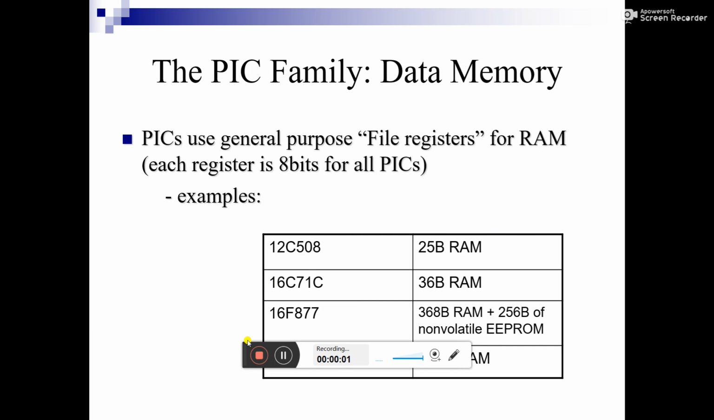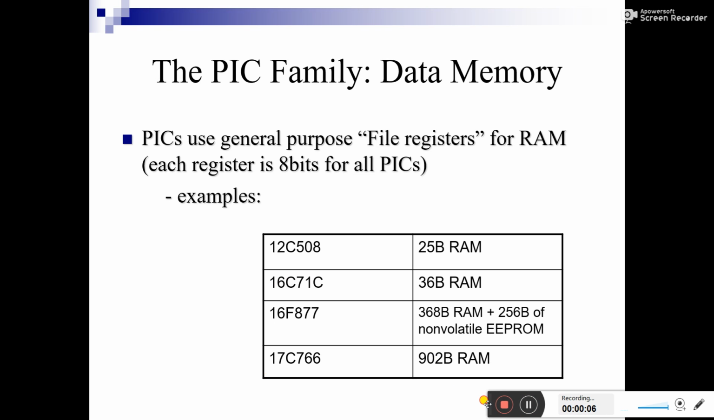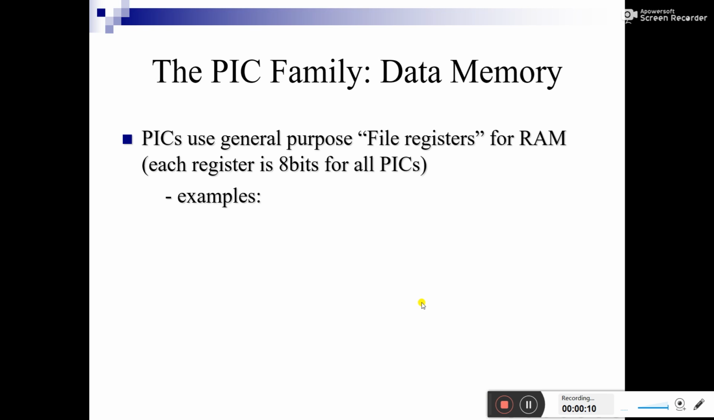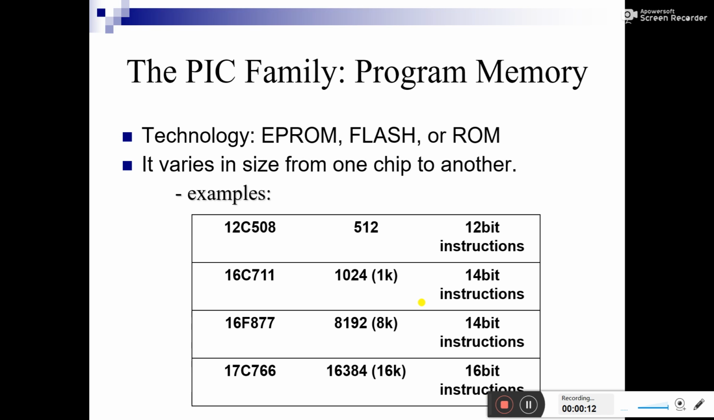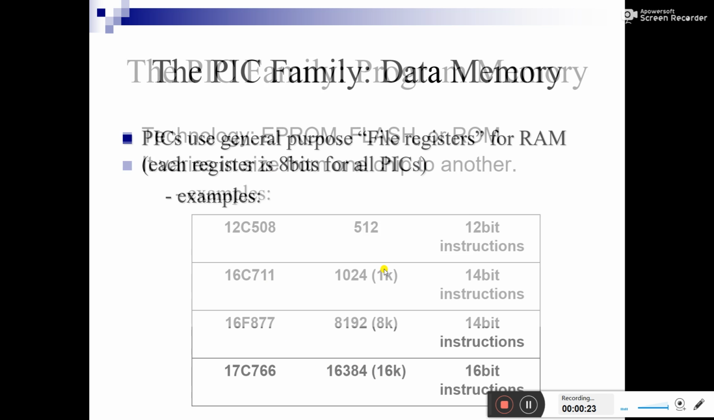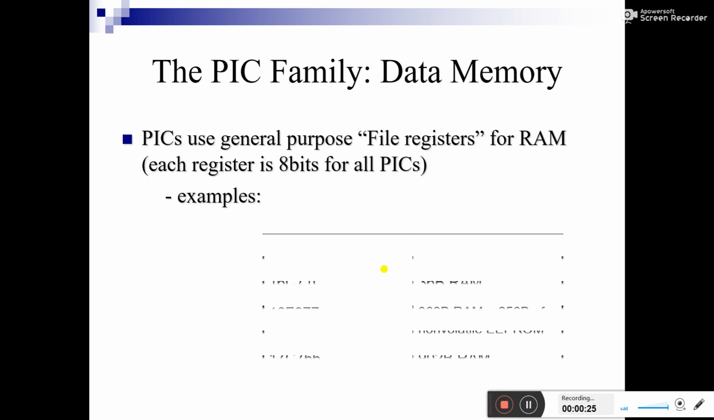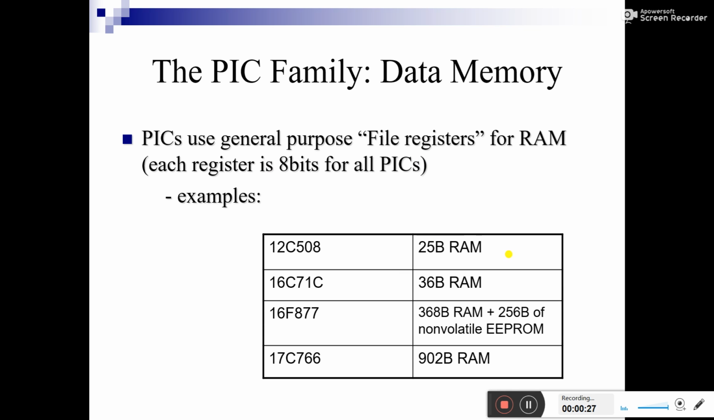Hello students. In the last lecture I told you about the code memory of the PIC microcontroller. I have already told you which types of memory are available. Code memory or program memory is available in this slide. You can see that different types of memories are available for different types of PIC architecture. Now let's see the data memory or the RAM for different architectures of the PIC microcontroller.